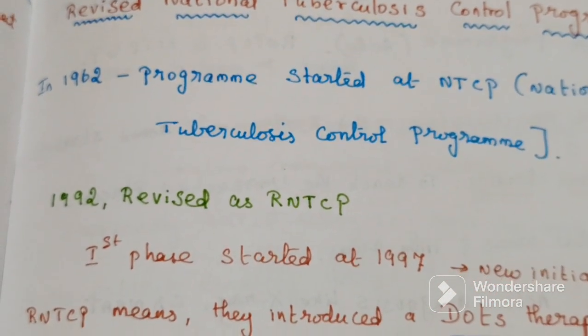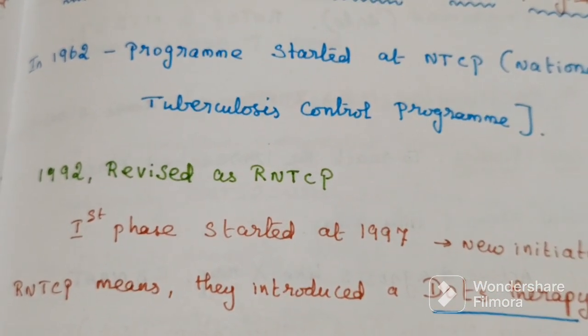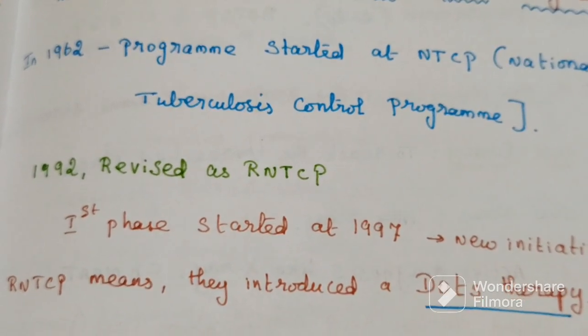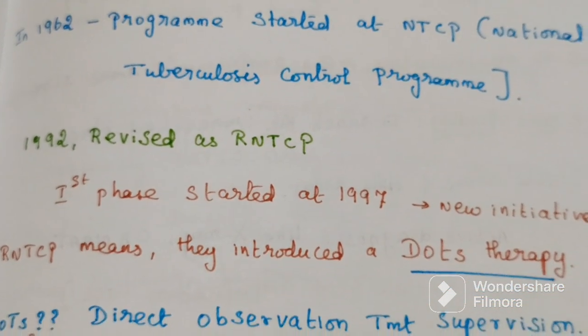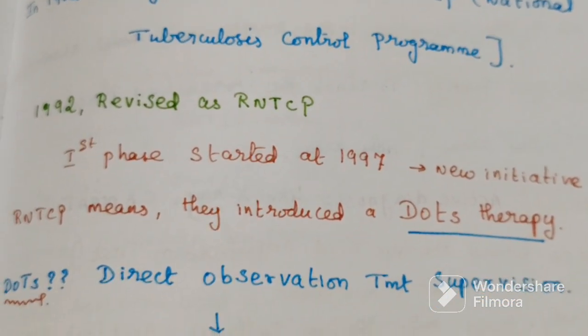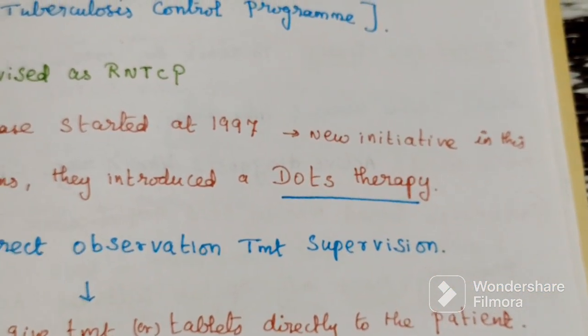Later on, it was revised as RNTCP, Revised National Tuberculosis Control Program, in the year 1992. The first phase started in 1997.